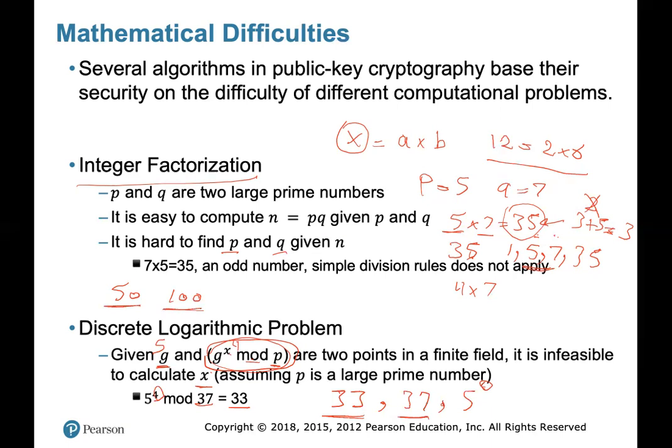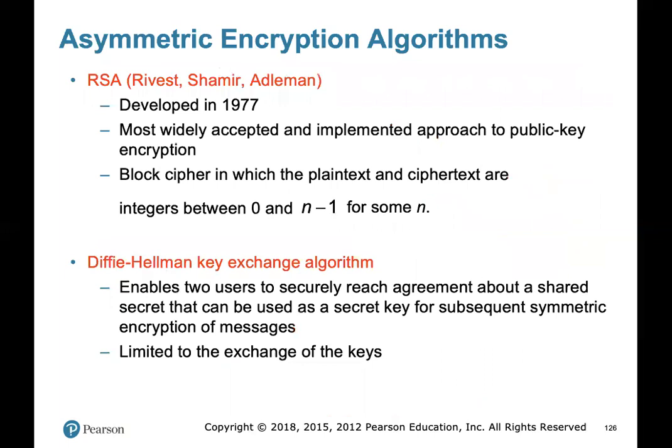Okay, based on these two types of mathematical tools that we defined, and we showed that it's going to be difficult if the prime numbers are chosen big enough, let's talk about the algorithms. We will be talking about the RSA algorithm, which was developed in 1977 by a group of 3 researchers at MIT, Massachusetts Institute of Technology. And it is a block cipher, of course. It takes the plain text as an integer number and encrypts it in a block.